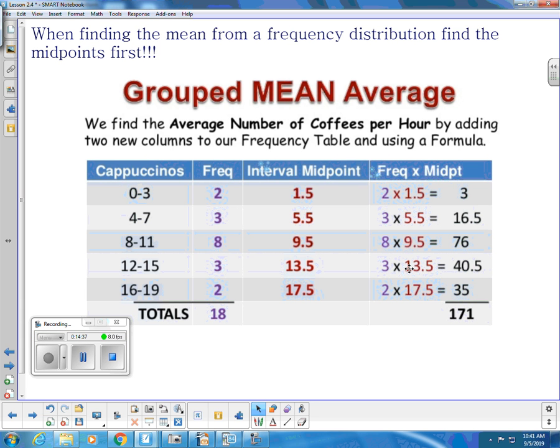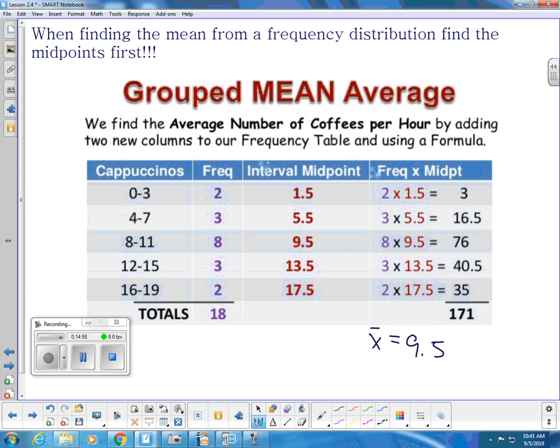So we add them all up, you should get 171. Divided by 18 is 9.5. 9.5 cups of coffee. All right, and again, we're estimating. So we don't know exactly how much is in each interval.